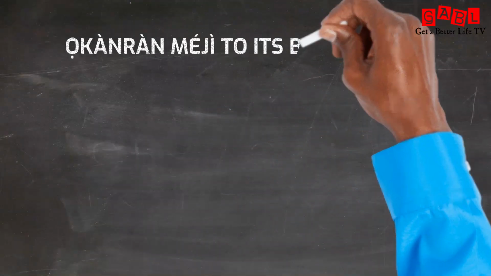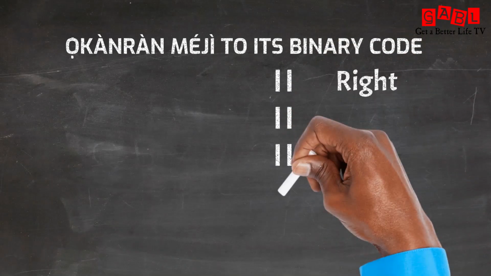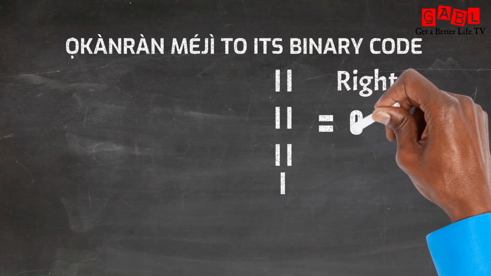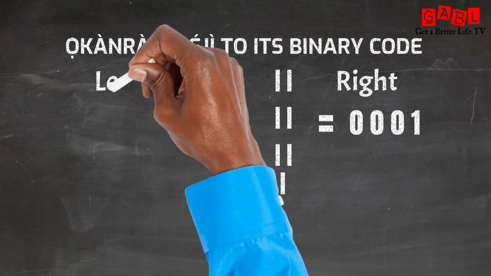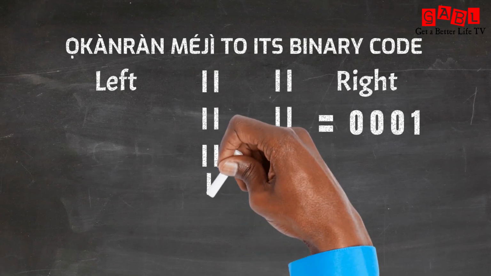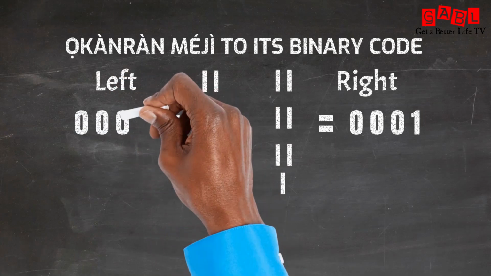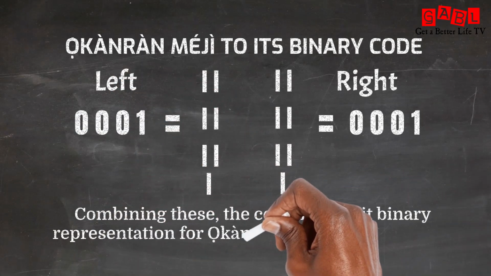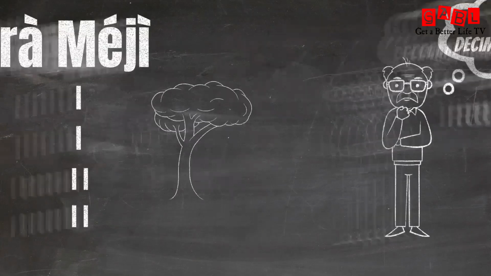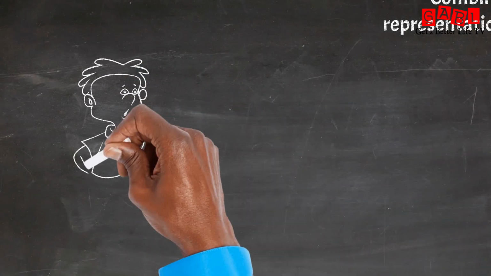Converting this to binary, the right column, top to bottom, has double line, double line, double line, single line. This translates to 0, 0, 0, 1. The left column also has double line, double line, double line, single line. This translates to 0, 0, 0, 1. Combining this, the 8-bit binary representation for Okanran Meji is 0001 0001. Now, converting this binary code to its decimal equivalent, we have this.